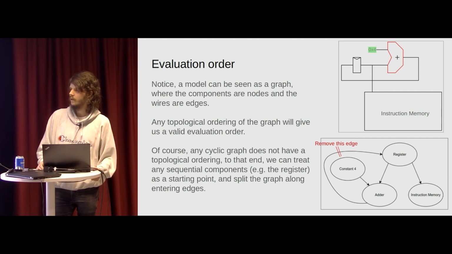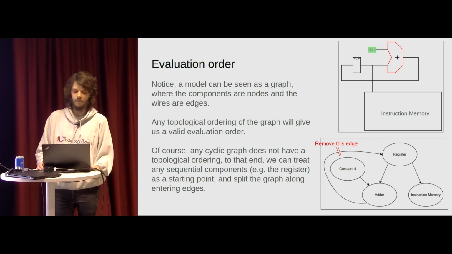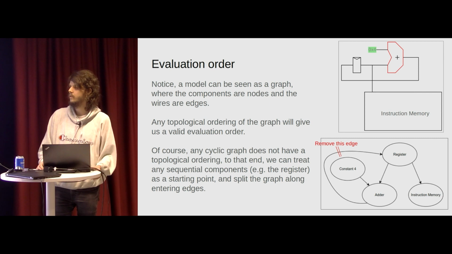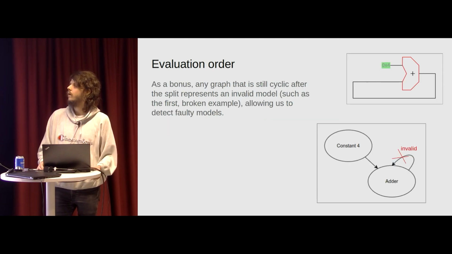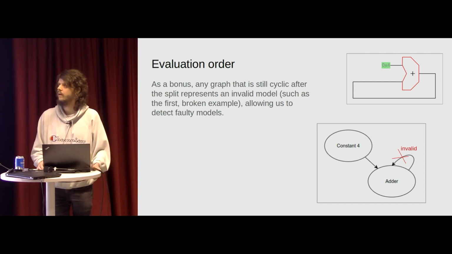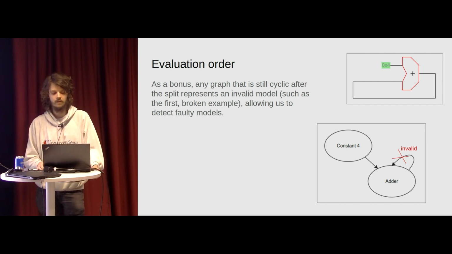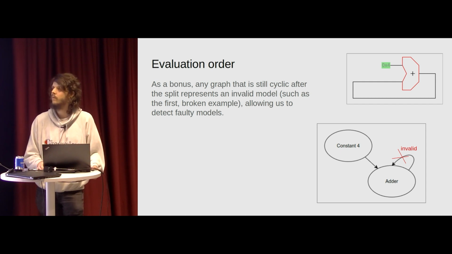And of course, any cyclic graph does not have a topological ordering, so we treat sequential components as a starting point and split the graph along their entering edges. And as a bonus, any graph that is still cyclic after this split is invalid, so we can detect faulty models.